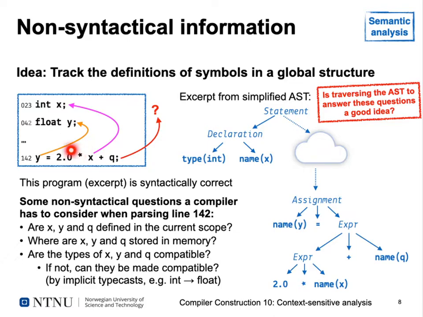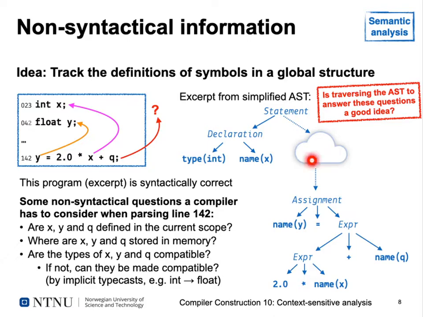So if we have this expression here and the rest of the code with our declarations, we can have a simplified abstract syntax tree like this. So for each declaration, we have that one here. That would be the first one, declaration, which has a type of an integer on the left-hand side and our name x on the right-hand side. And then we have, well, lots of other things in our syntax tree.